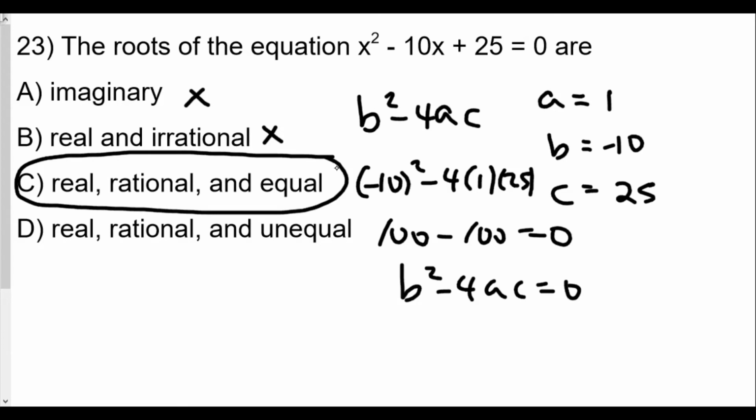So whenever we talk about the roots being equal to each other, what that really means in this case is that you are going to have the discriminant equal to 0. Okay, so definitely look for that.